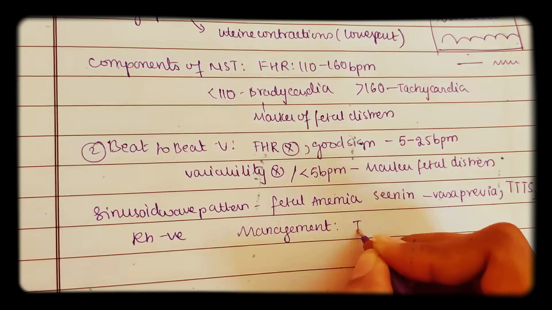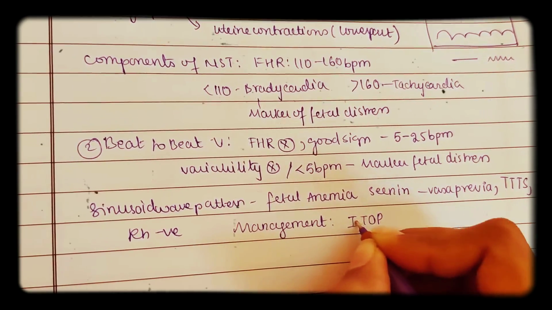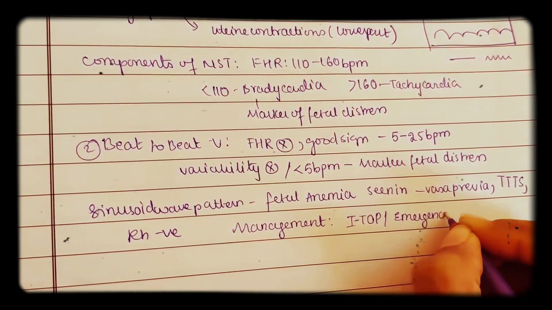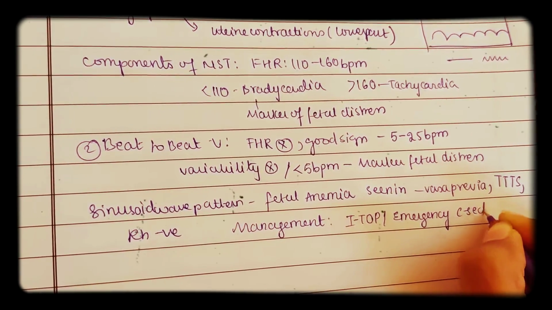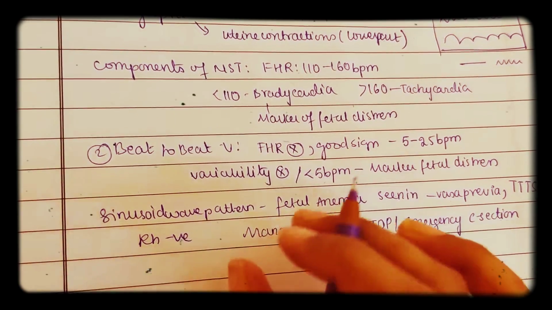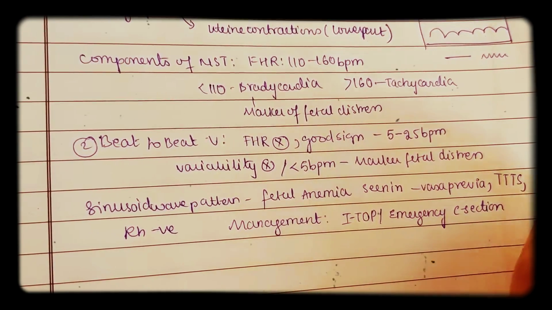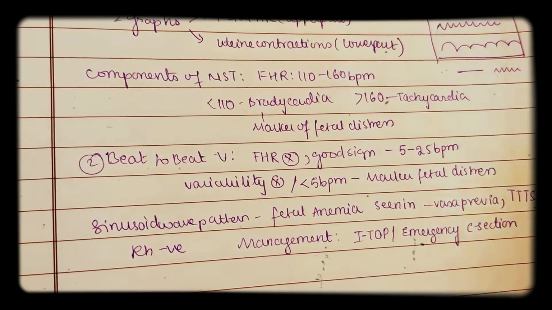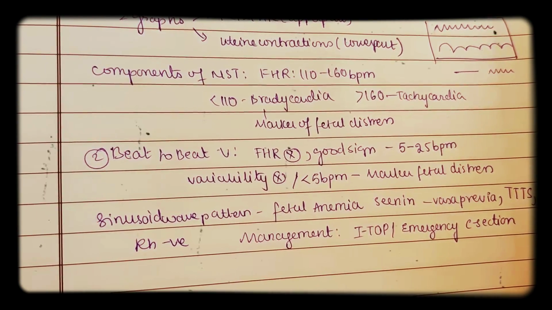The management is immediate termination of pregnancy, or you can do an emergency C-section. Okay, because this is a fetal anemia case, especially seen in vasa previa, twin to twin transfusion syndrome, RH negativity, so it's better to immediately terminate the pregnancy.